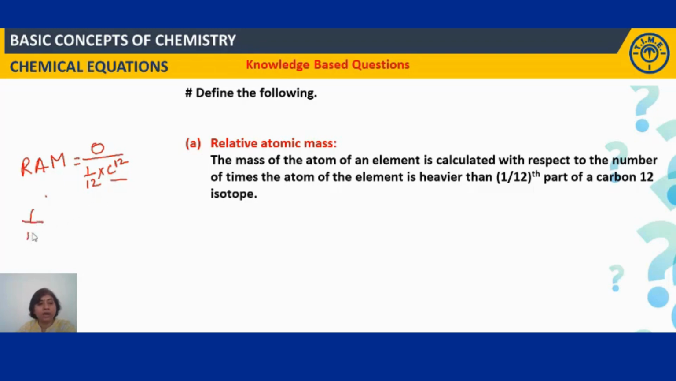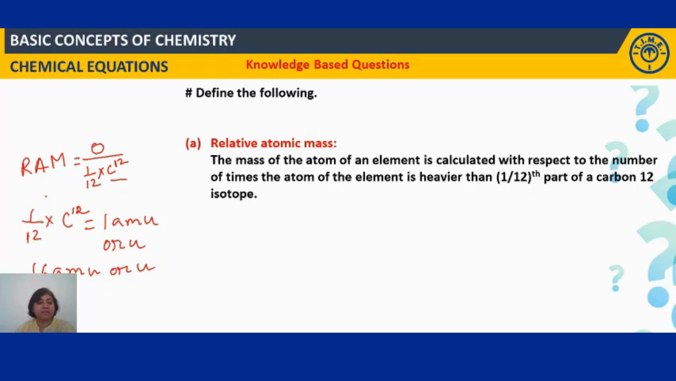Now the mass of 1/12th of a carbon 12 isotope is equal to 1 AMU, 1 atomic mass unit or unified mass. Okay, so in this way if we calculate, then we will find the relative atomic mass of oxygen is 16 AMU or 16 unified mass U. That means one atom of oxygen is 16 times heavier than 1/12th of carbon 12 isotope. Fine? I hope you could understand that.